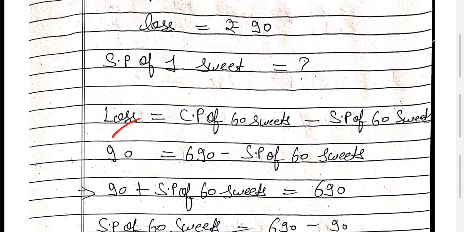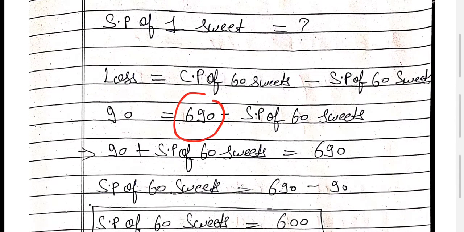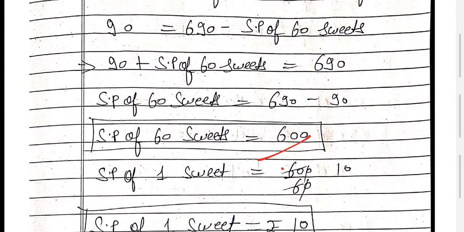Now loss is equal to CP of 60 sweets minus SP of 60 sweets, you can write. What is the loss formula? Loss is equal to CP minus SP. So write here CP of 60 sweets minus SP of 60 sweets. CP of 60 sweets you have 690, SP of 60 sweets you don't know. When you calculate, this number goes to this side and this becomes this side. Finally you get SP of 60 sweets is 600.